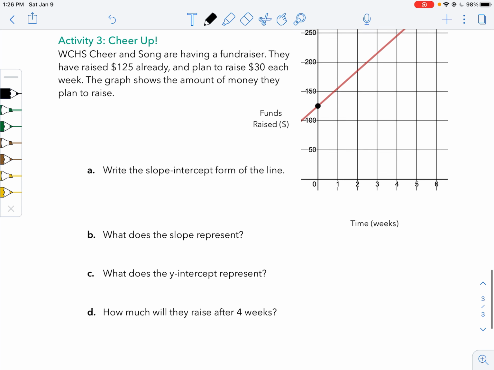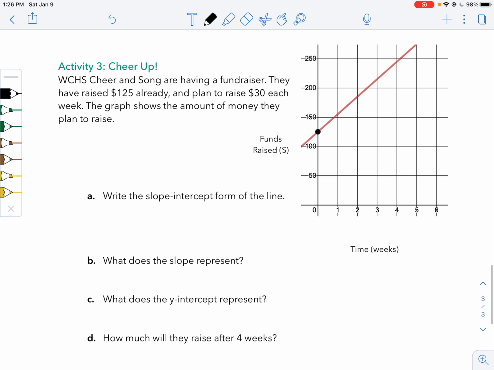Okay, cool. But we're going to use this in real life. Well, let's say that Cheer and Song are having a fundraiser, and they have already raised $125. Now let's say they plan on raising $30 each week. The graph shows the amount of money they plan to raise.